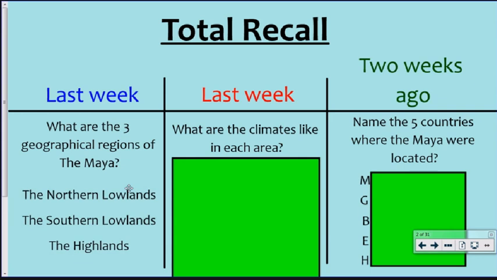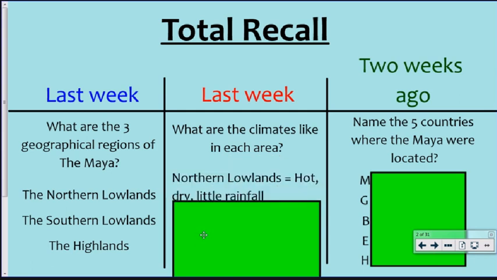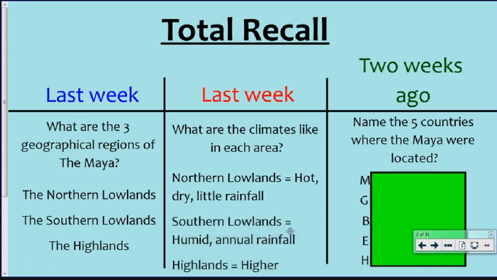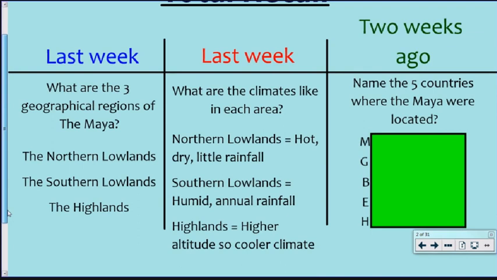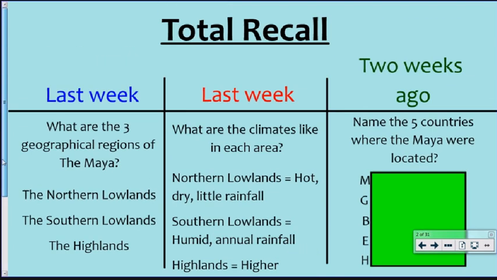What are the climates like in each of these areas? So try and visualise that map. Think of the northern lowlands right up in that Yucatan Peninsula, the southern lowlands more central, and then the highlands were on the other coast with all the mountains. So what were the climates like? In the northern lowlands, it's really hot, it's really dry, and there's not very much rainfall at all. In the southern lowlands, it's very humid and has annual rainfall. This is like your rainforest area. And in the highlands, obviously it's a higher altitude because it's mountains, so it's a cooler climate.